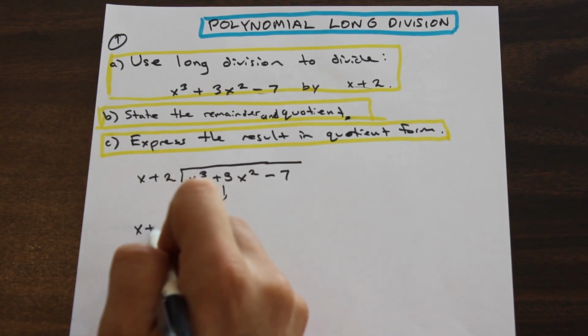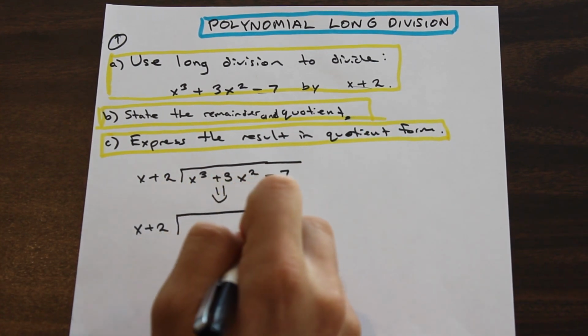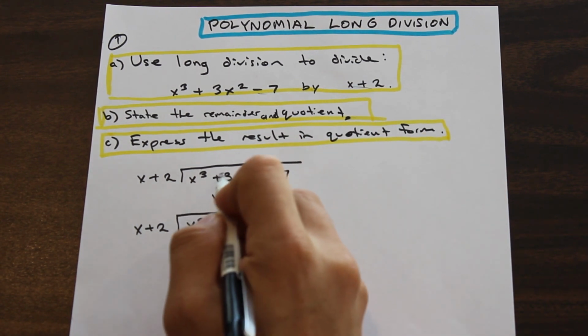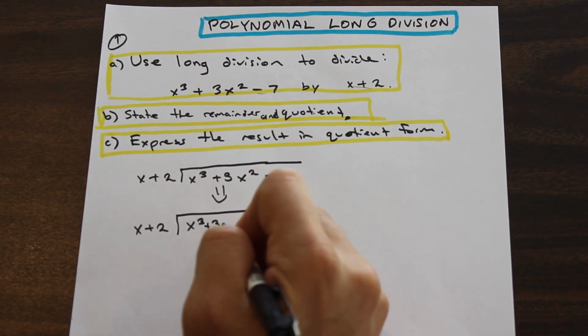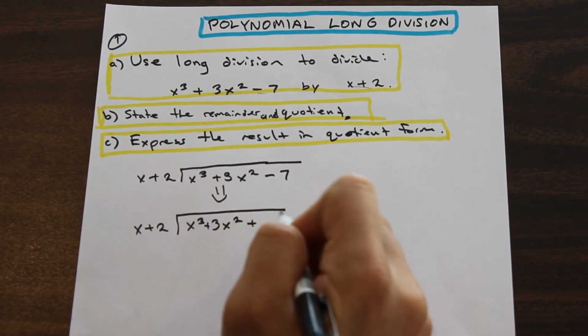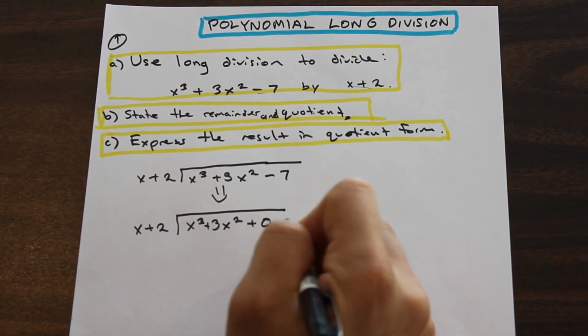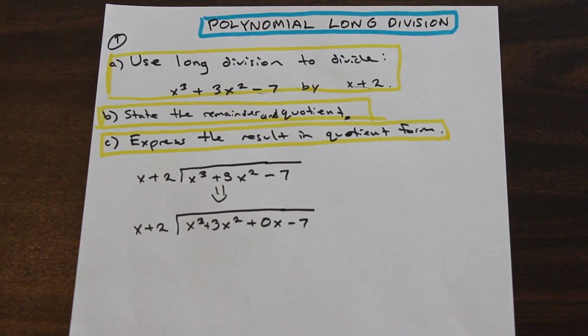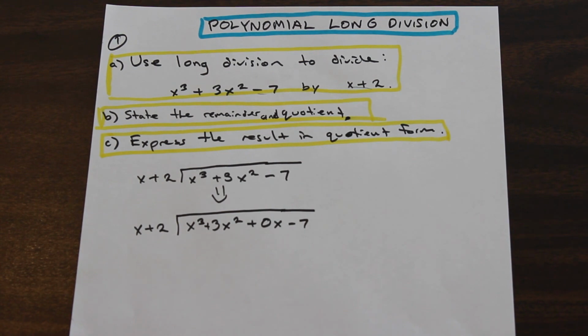So let's rewrite this as x cubed plus 3x squared, and we're just going to write a 0x. I'll show you why we're going to do that in a minute, but that's just a placeholder that we'll leave there. And that'll help us not get confused.